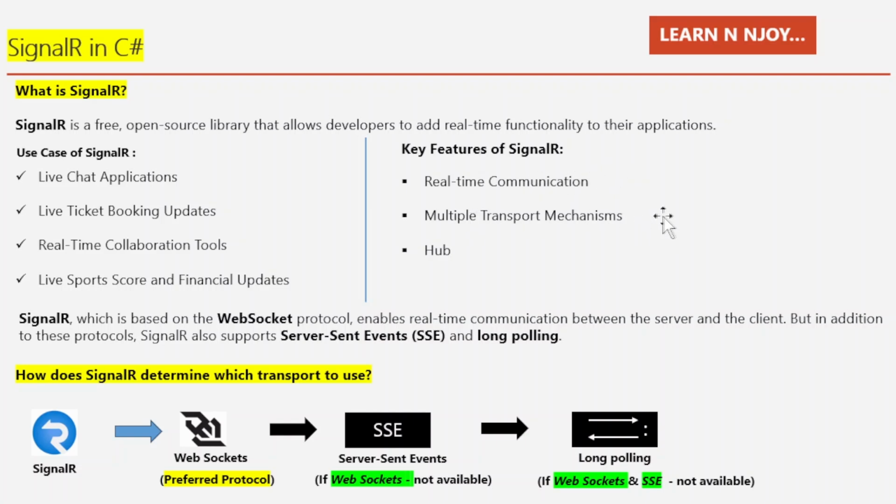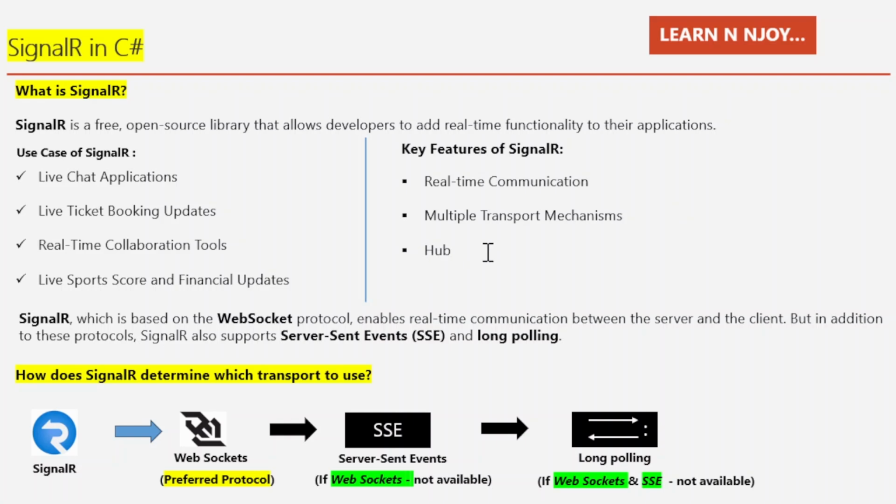Multiple transport mechanisms. Think of it as SignalR figuring out the best way to communicate between your device and the server. It tries to use the fastest route, that is the WebSocket, as we already know, right? But if that's not possible, it switches to alternatives like server-sent events or long polling.